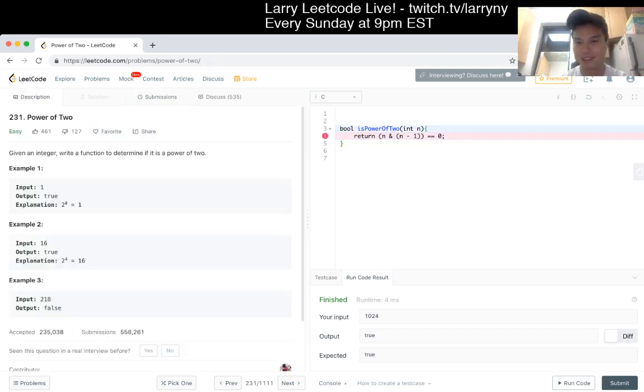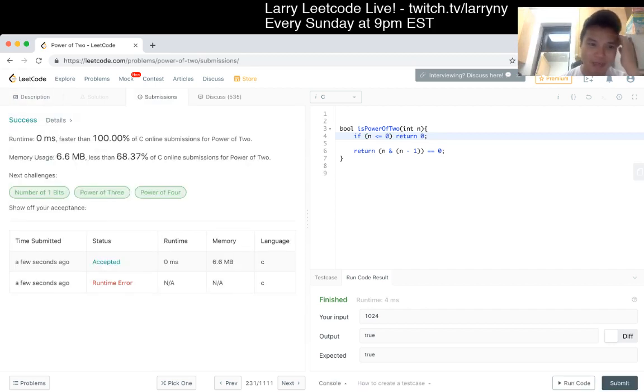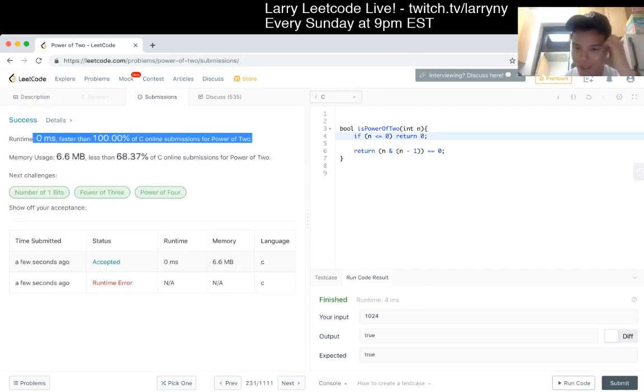That's kind of annoying. But yeah, they don't really have the constraints on the input, so it's not clear. But I guess I should have checked for it. Again, another error. Okay, there you go. Cool. Yay, faster than 100% of the other C's.